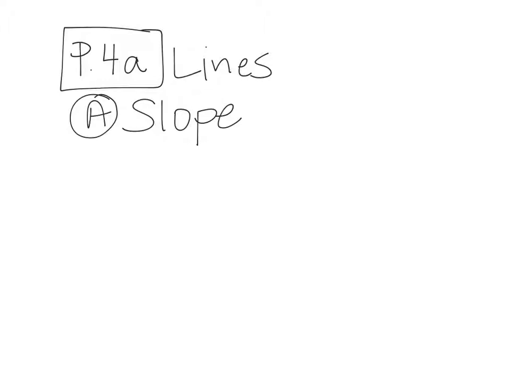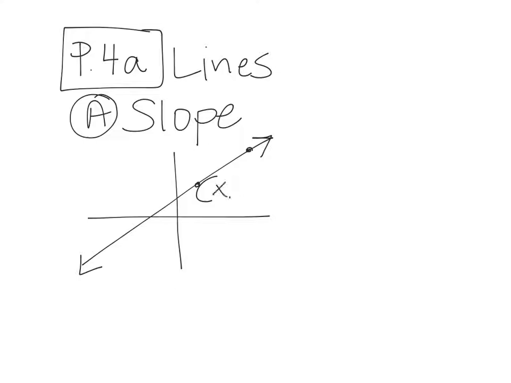So let's go ahead and draw a line. So there's our line. Wow, look how straight that line is. That's pretty good. And on this line, let's go ahead and pick two arbitrary points. Here's the one point, and here's another point over here. And we're going to label them x1, y1, and x2, y2.